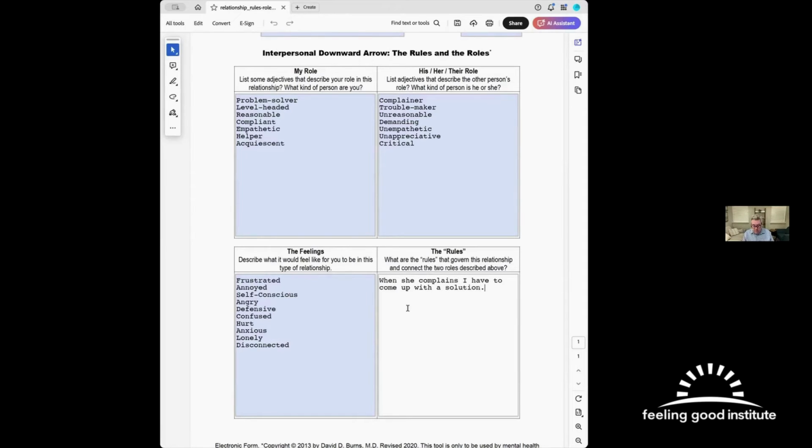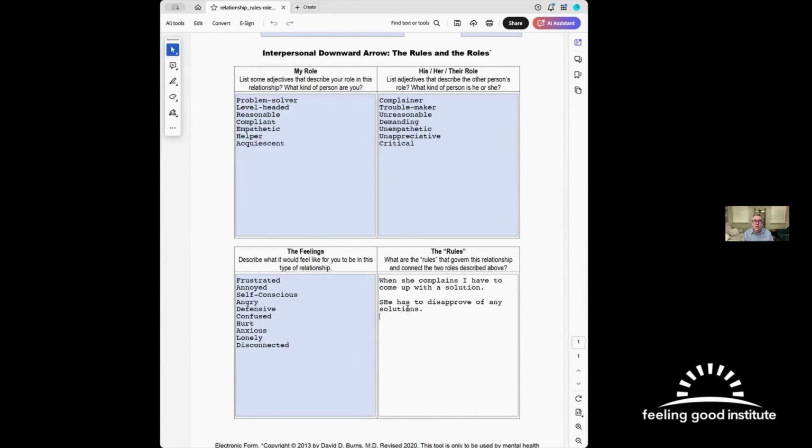Sure. Anything else? Yeah, I think another one is when I come up with a solution, she gets upset with me, and her role is to, I guess, tell me that it's a bad solution. So what's the rule that's being followed there when that happens? She has to disapprove of any solutions I come up with.